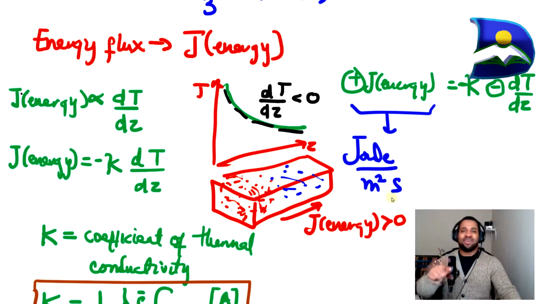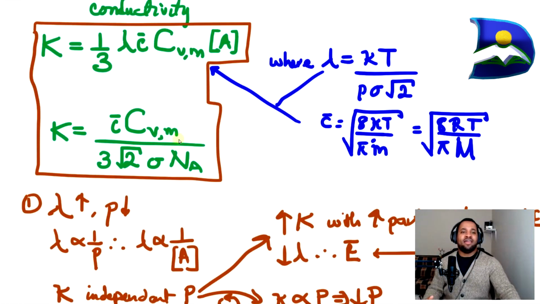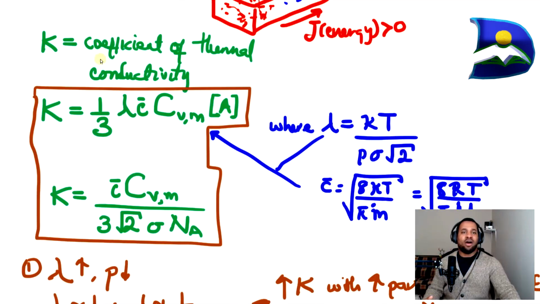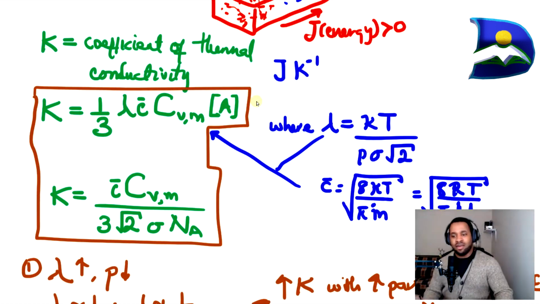So that's about it for this video. Next video, we're going to talk about interesting things involving examples and how to derive not only this unit, but also the unit of the K value, or the coefficient of thermal conductivity, which is represented in this case as joules per kelvin per meter per second.